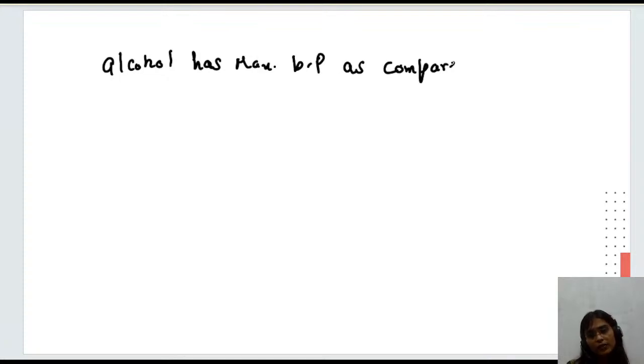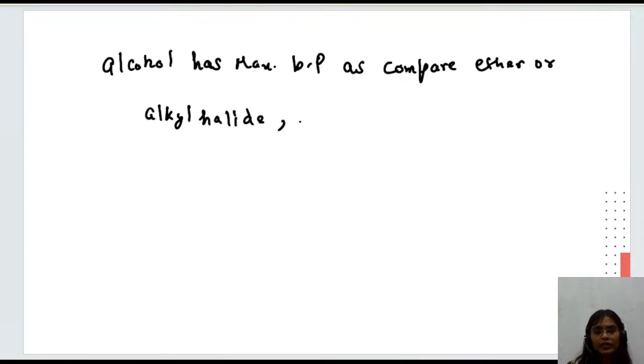Now, if you compare the alcohol with the normal, let's say, organic compound, we can say that alcohols have maximum boiling point as compared to the ethers, or as compared to the alkyl halide part, the thing which we already covered. So then can you tell me how it is possible? Again, the common thing, or any organic compound you can say, any hydrocarbon. Can you justify the statement? Of course, hydrogen bonding, right?